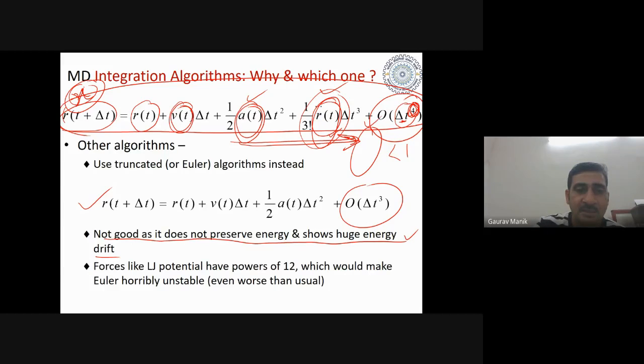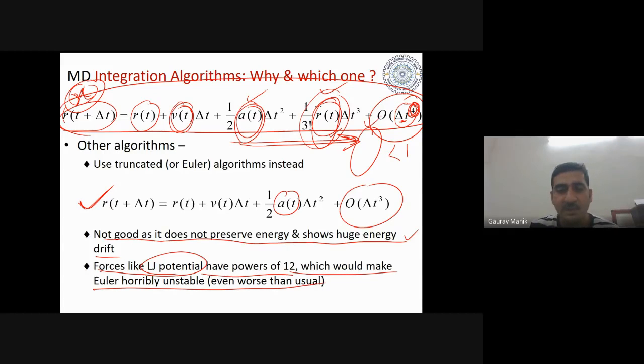Then these equations require a(t), which actually means the use of forces, because a(t) is nothing but F(t) by m. And you will also use forces like the LJ potential. They have powers of 12. Okay, so when you use that, it would make Euler horribly slow, or even worse than usual.